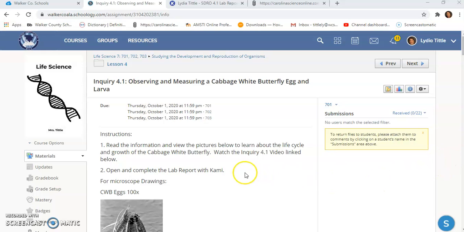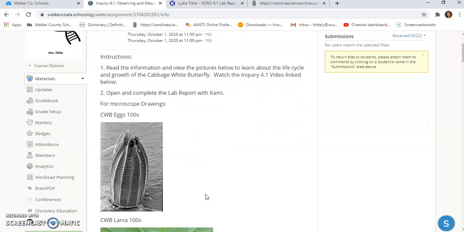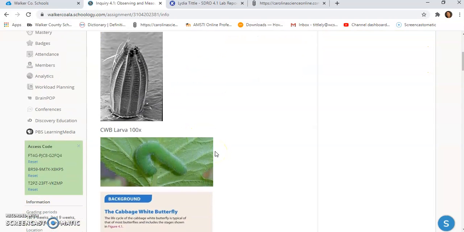For the microscope drawings, you will use these two pictures. The first picture is the cabbage white butterfly eggs on medium power, which is 100x. The second picture is the cabbage white butterfly larva as shown on 100x.